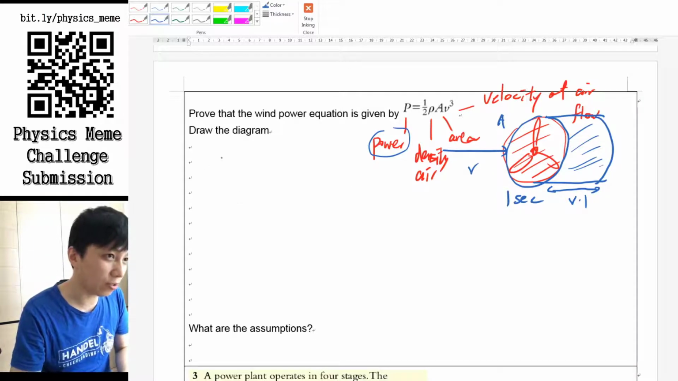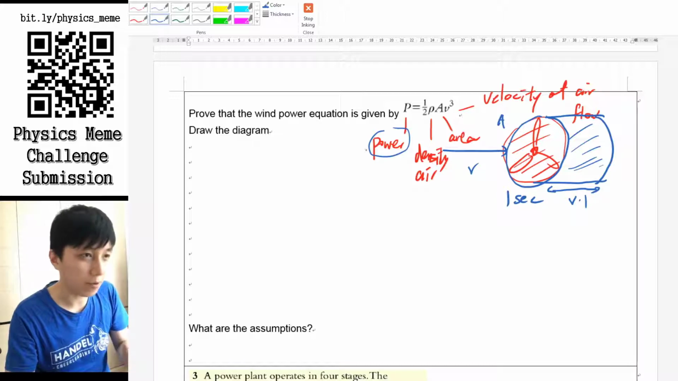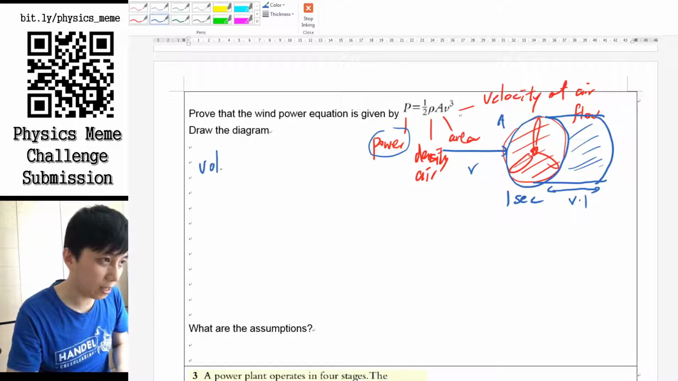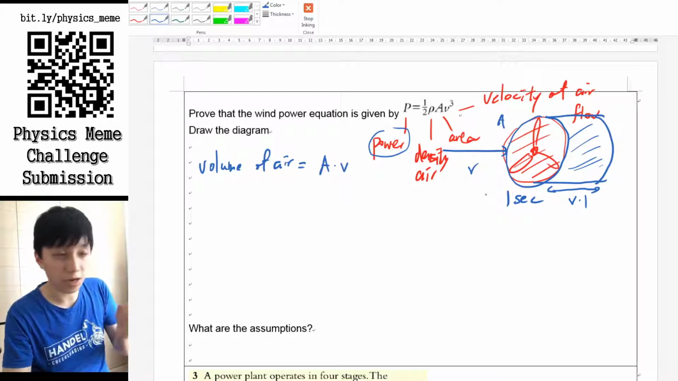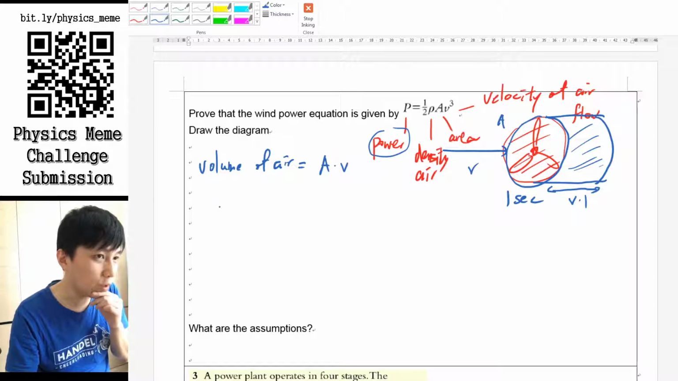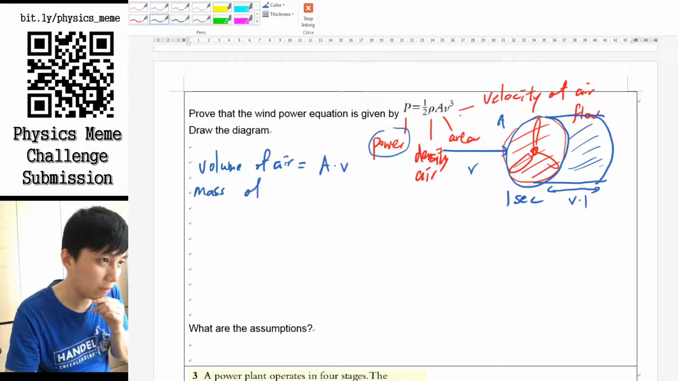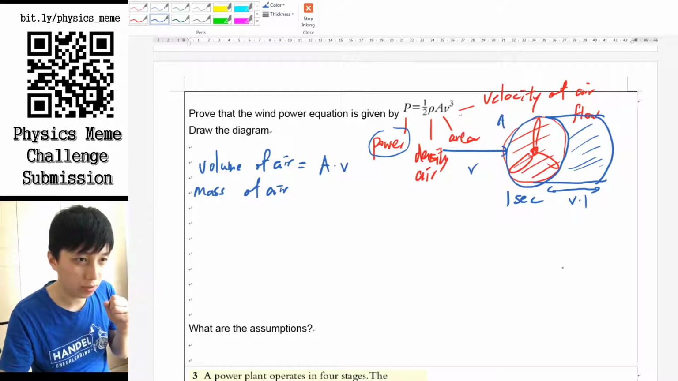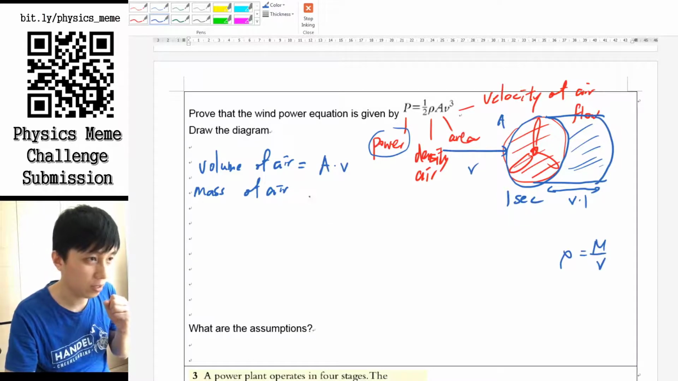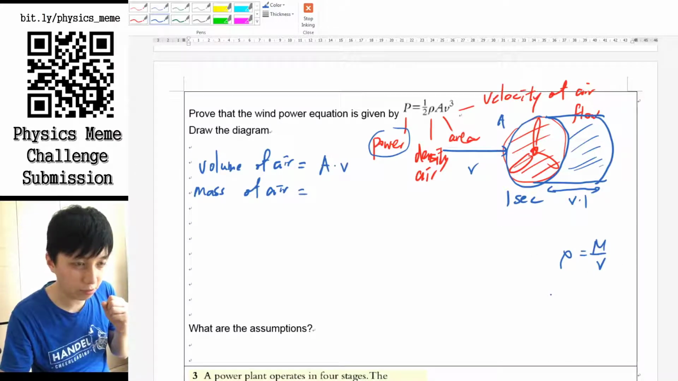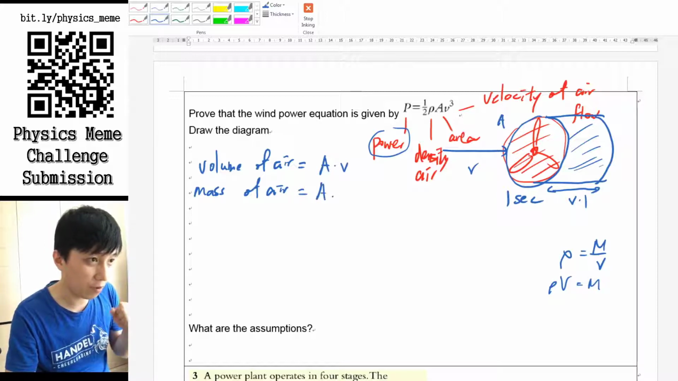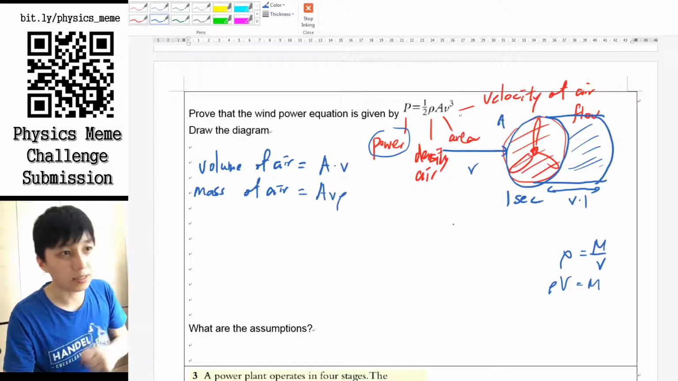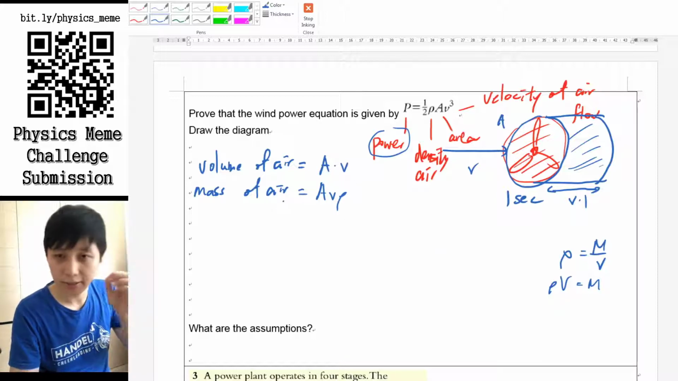Okay, so if I try to derive this equation directly, I can firstly say the volume of the air to be A times V, basically, right? In 1 second again. And then if you want to find the mass of the air, as you know, density equals mass over volume, right? So in that case, if you rearrange this equation, that would be rho times volume equals mass. So that means for the mass, it will be what you have in volume, A times V, times the density, rho. Okay? So that is the mass that you can find.